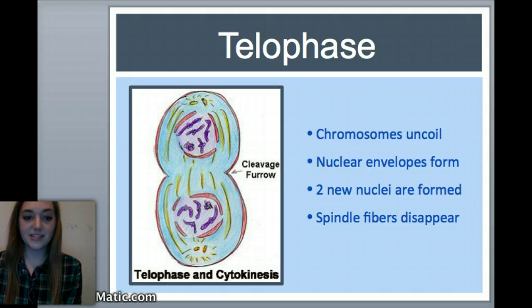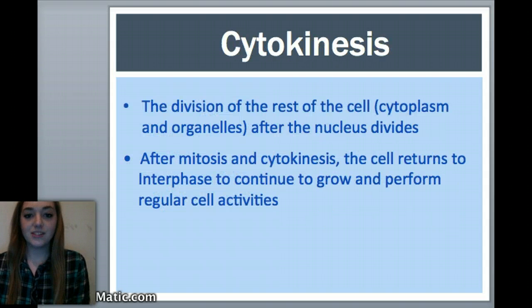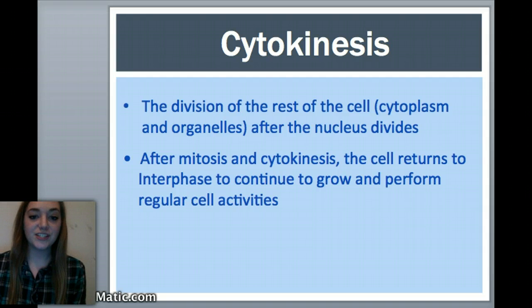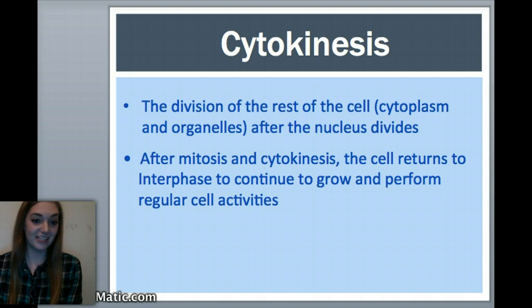So this is when telophase comes into play, and the chromosomes uncoil again and create chromatin. The spindle fibers eventually disappear. And as you can see, two new nuclei are forming. So there's two new nuclei and eventually going to be two new cells. So cytokinesis is the division of the rest of the cell, which is the cytoplasm and organelles, after the nucleus divides. And after mitosis and cytokinesis, the cell returns to interphase to continue to grow and perform regular cell activities.